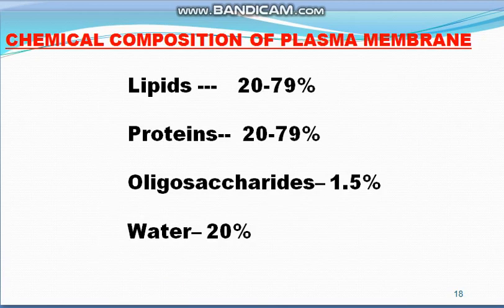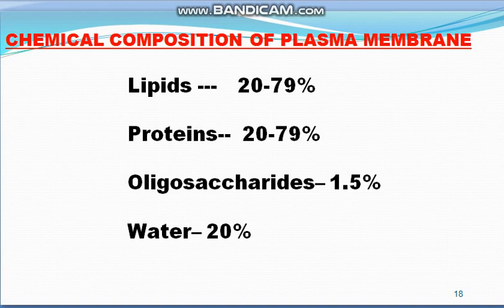Then comes the chemical composition of the plasma membrane. So of which constituents the plasma membrane is made up of. I already told you that the plasma membrane is made up of lipids and proteins mainly. Lipids are 20 to 79%. Proteins are also present in the same proportion. Oligosaccharides are also present, about 1.5% of the total component, and water is about 20%. So this is the chemical composition of the plasma membrane.